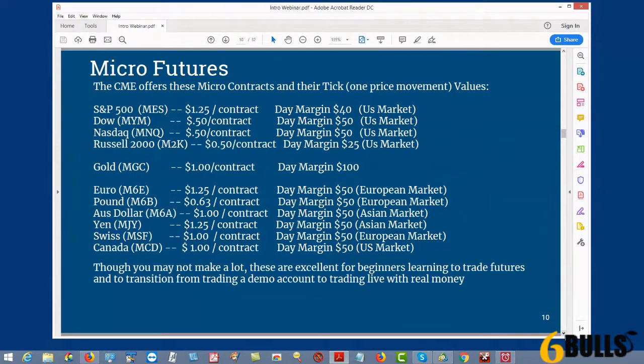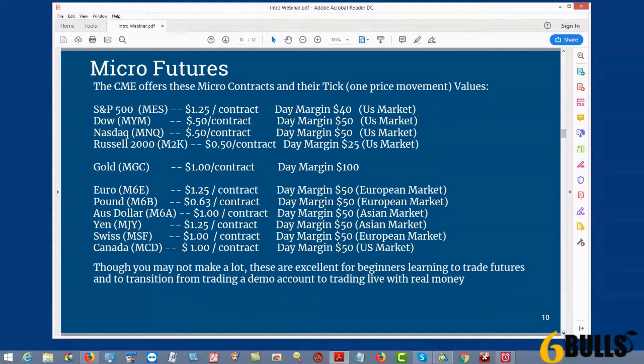So here are the various micro futures that are now available. And pretty much all the financial futures that were available for bankers are now available as micros. And you can see that although you don't make a lot of money, your exposure to your portfolio is very small.